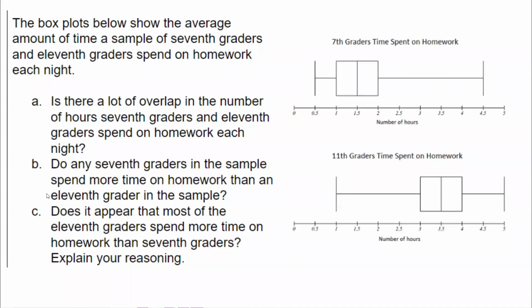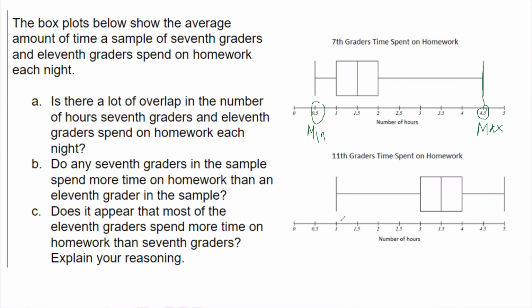The first one says, is there a lot of overlap in the number of hours 7th graders and 11th graders spend on homework each night? Let's go ahead and look at this. For this, we're probably going to want to think about the range of numbers. The lowest amount of time is half an hour. This is our minimum. Our maximum is going to be right here at 4.5. So that is our maximum.